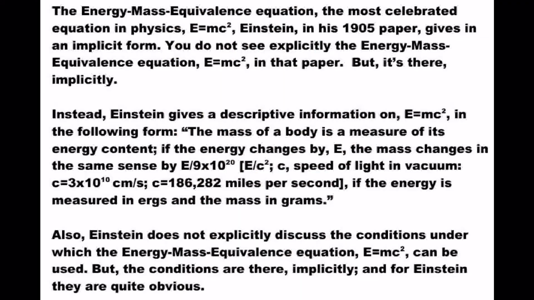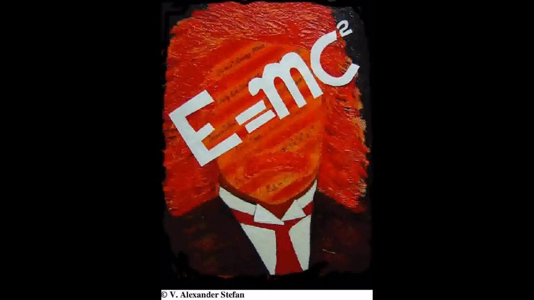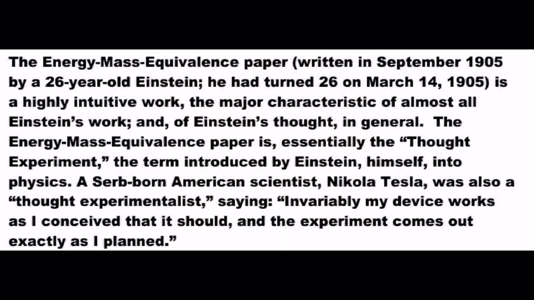Also, Einstein does not explicitly discuss the conditions under which the energy-mass-equivalence equation can be used. But the conditions are there, implicitly, and for Einstein, they are quite obvious. The energy-mass-equivalence paper, written in September 1905 by a 26-year-old Einstein, who had turned 26 on March 14, 1905, is a highly intuitive work. The major characteristic of almost all Einstein's work, and of Einstein's thought, in general. The paper is essentially a thought experiment, the term introduced by Einstein himself into physics.